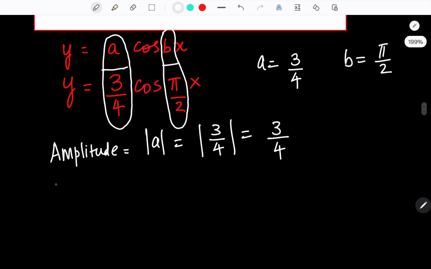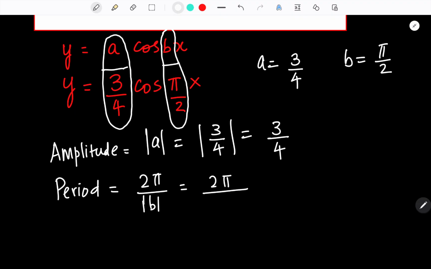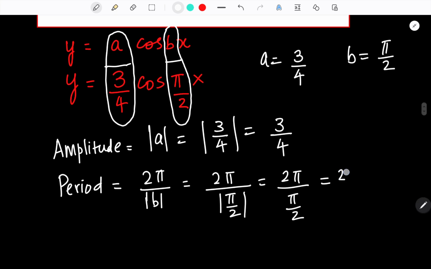Okay. Right. Let's go for the next one, the period. What's the formula? 2 pi divided by the absolute value of B, so 2 pi divided by the absolute value of pi by 2. This one you can put in the calculator to avoid careless mistakes. Otherwise, if you cancel manually, you may make mistakes. Manually, 2 pi, and this 2 divided by pi gets cancelled, so you get 4. If you are not okay with these operations, don't worry. Type in the calculator, get the answer 4. So we got the amplitude and we got the period.